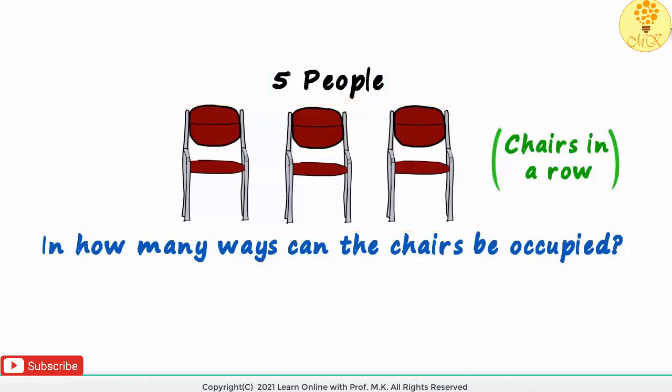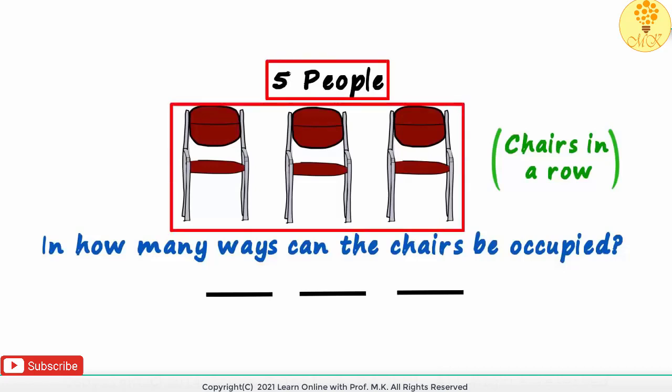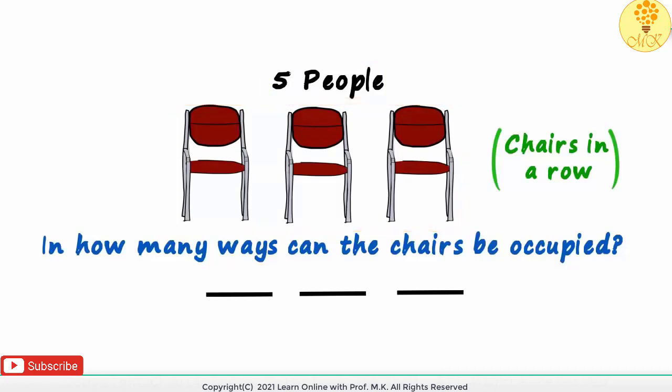So assume that these 3 chairs are like 3 slots. In how many ways can we fill the first slot? Understand the question well. If we have 5 people and all 3 chairs are empty, in how many ways can the first chair be occupied? It's logic. Any one of the 5 people can be seated on this chair. It's obvious. The chair can be occupied in 5 ways. So out of the 5 people, 1 person is seated on the first chair now.